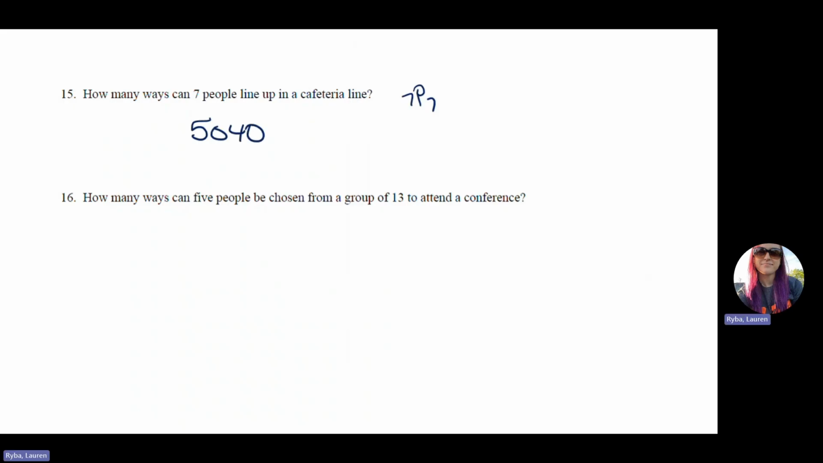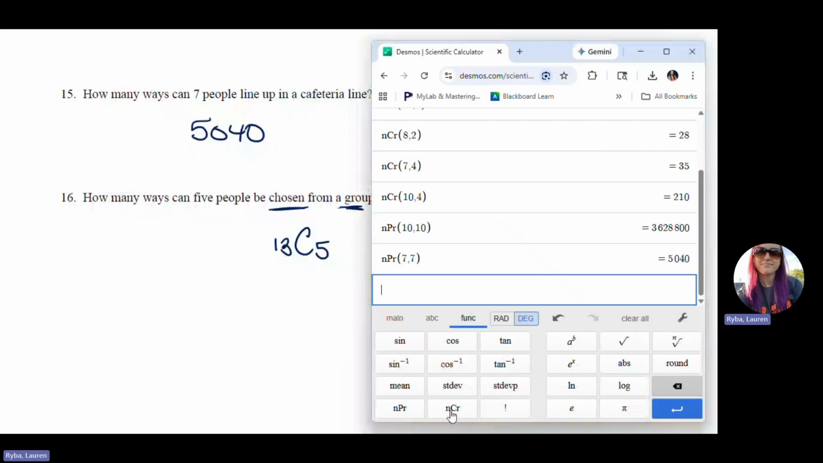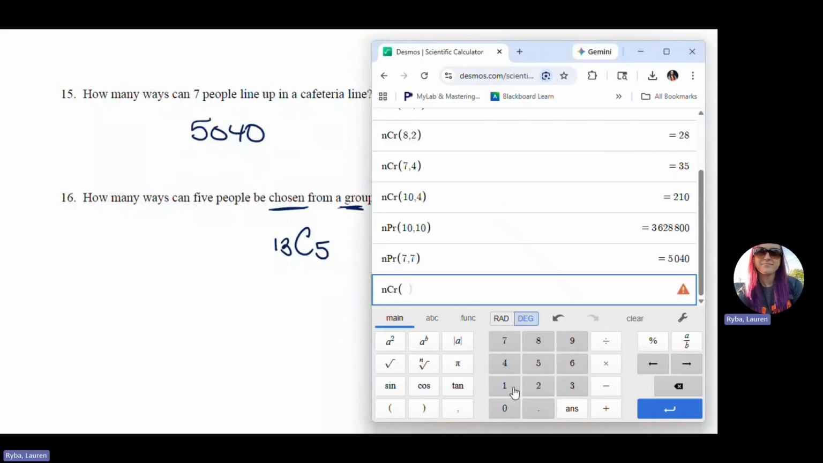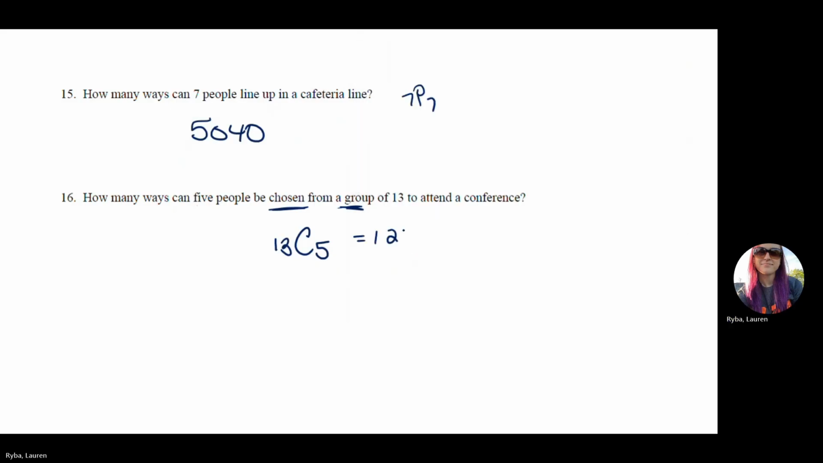How many ways can 5 people be chosen? There's your different word. Chosen from a group of 13 to attend a conference. So we want to choose 5 from 13. Means I have 13. I want to choose 5 of them. So I always just like to use this, especially with a combination, just because the combination formula is a little more involved. 1,287.